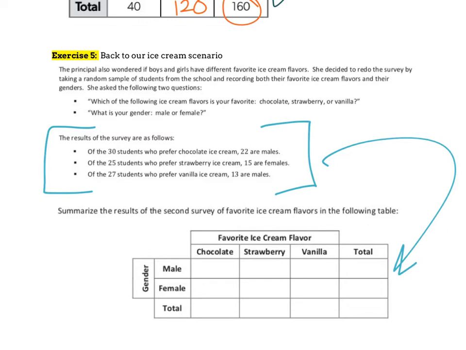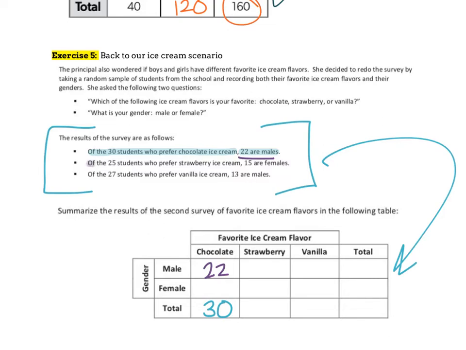Now I'm going to use my colors here to my advantage. The first says, of the 30 students who prefer chocolate ice cream, 22 are males. So of the 30 students who prefer chocolate, 22 of them are males, which means I can go ahead and fill in that 8 of them would be girls. Or I'm going to leave that blank for a second. I'm just going to fill in the information that the table tells me.